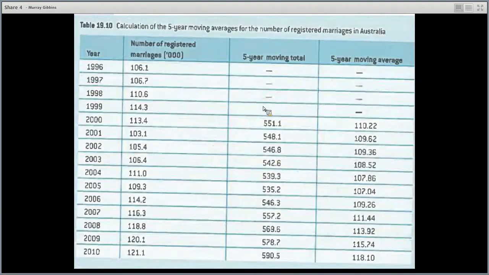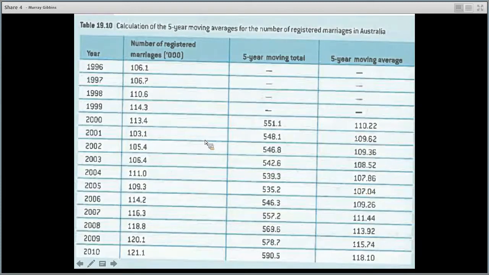What about a 5-year moving average? Same as a 3-year, funnily enough, but it's 5 years. So we don't have enough data for four. One, two, three, four. First 4 years, nothing to work with, but the 5th year, add them up, divide by five. We've got a 5-year moving average.